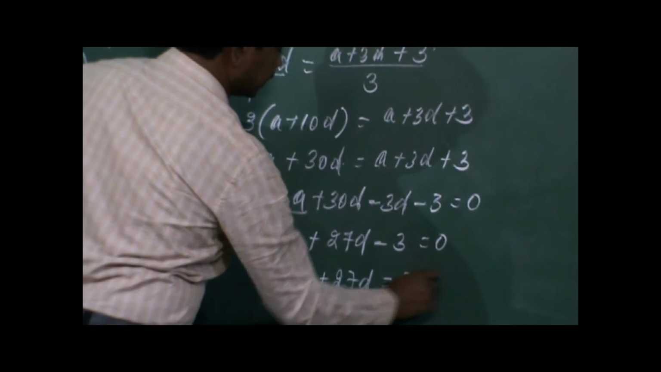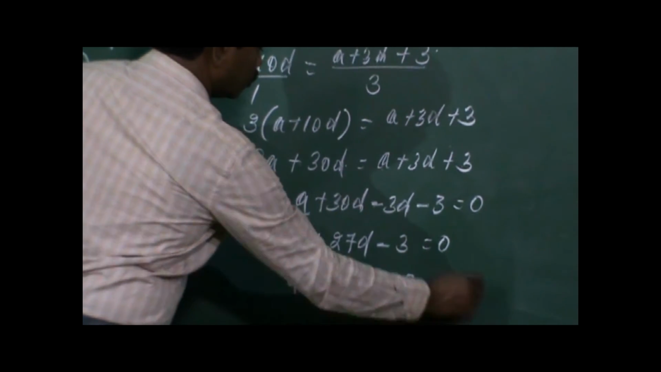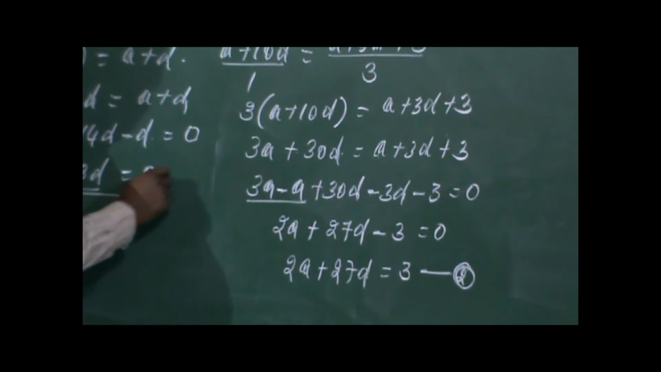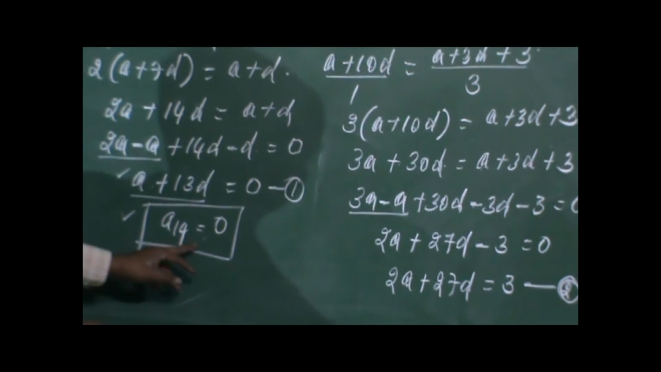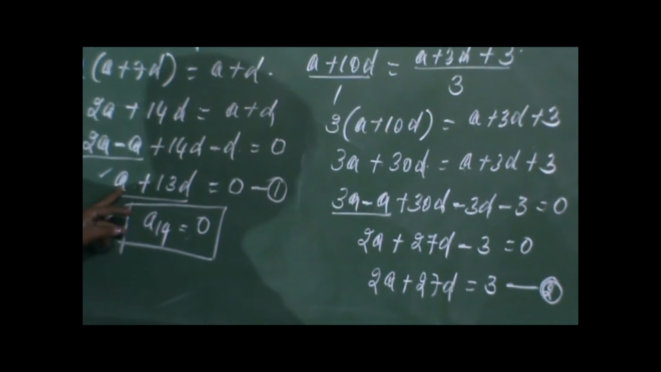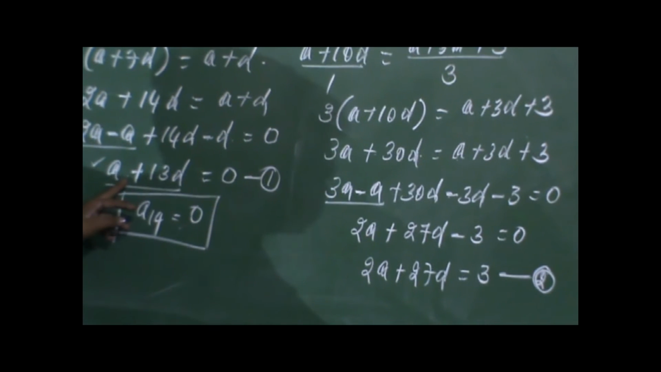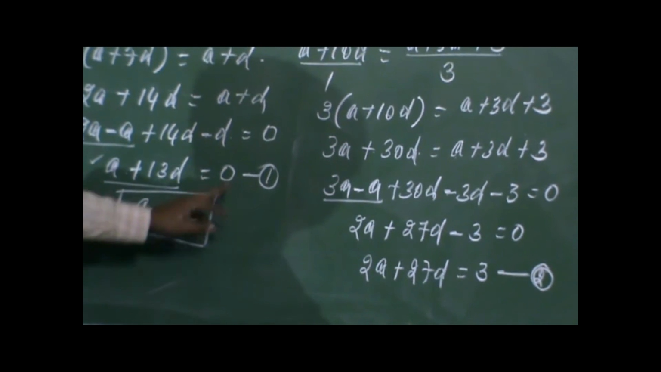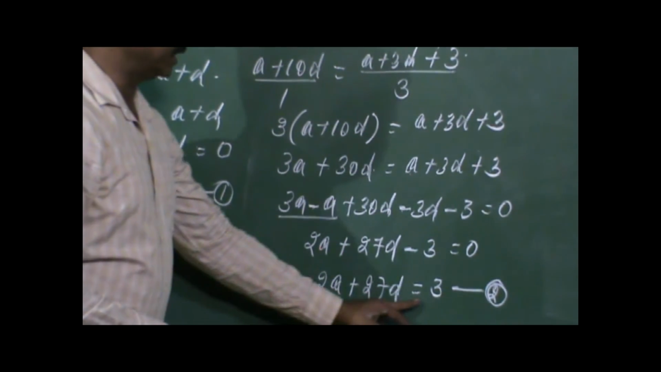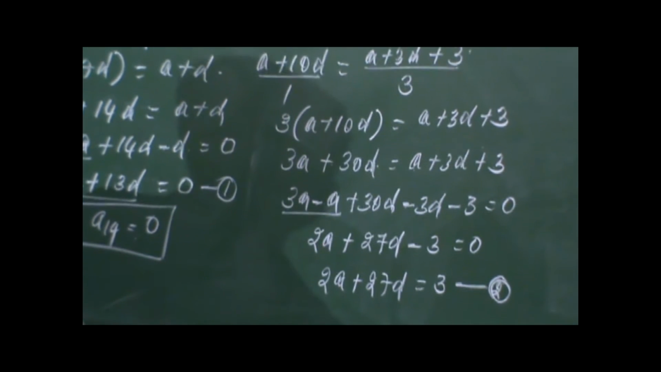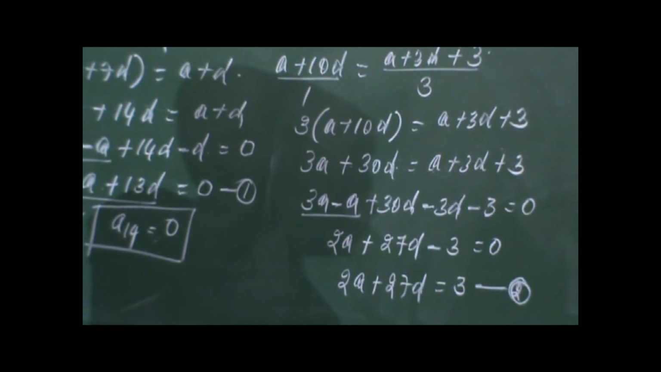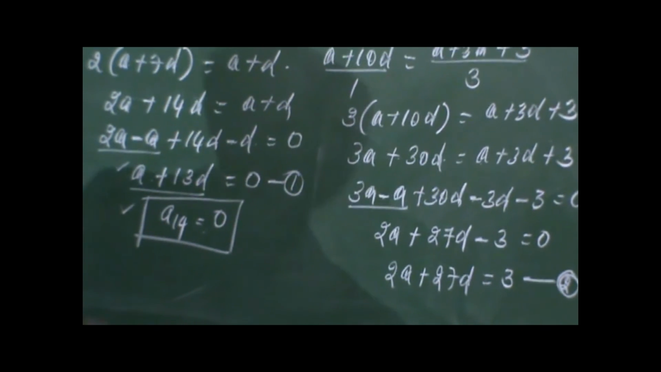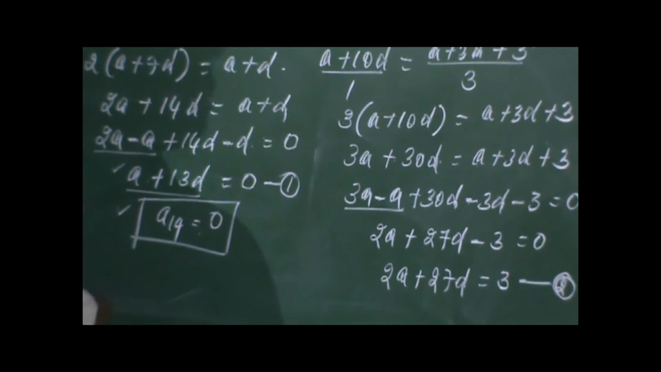Take this as equation 2 and this as equation 1. No need, this A14 cannot be worked out. So we have come up with 2 equations: A plus 13D is equal to 0 and 2A plus 27D is equal to 3. In order to find the value of A and D, we have to solve both the linear equations in 2 variables.